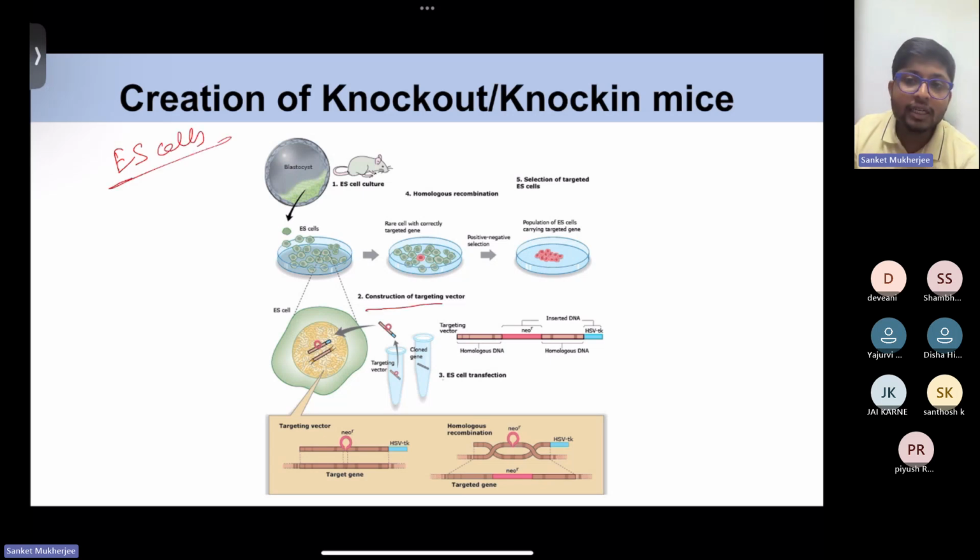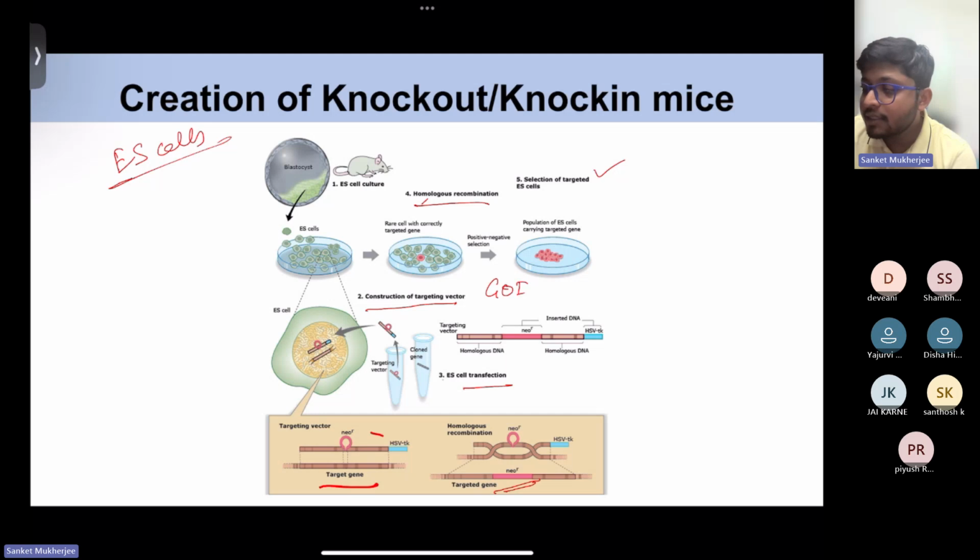Now this vector contains your gene of interest, right? Now this vector needs to be inserted into the cell, and this process is called transfection. We have already discussed about it. Then in the fourth step, there is homologous recombination, where the two copies basically. So let's say there is a target gene, and this is the vector. There is homologous recombination where your gene is inserted now.